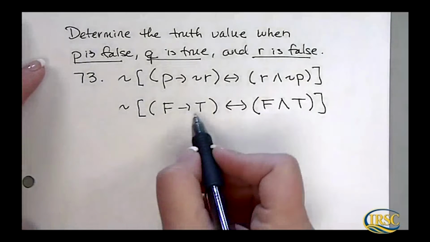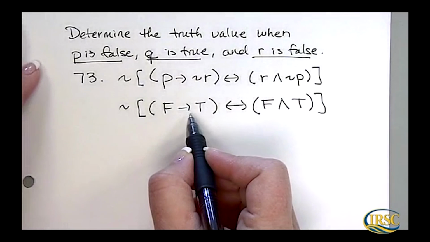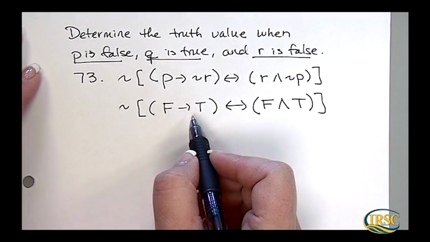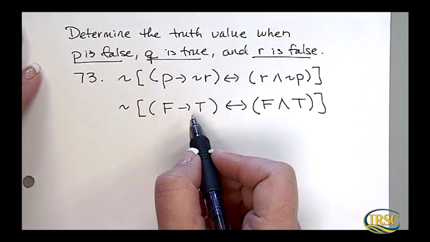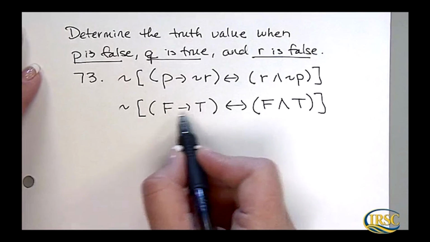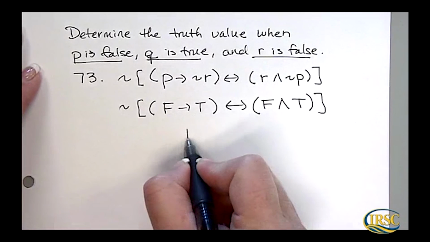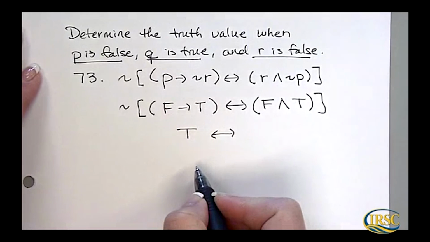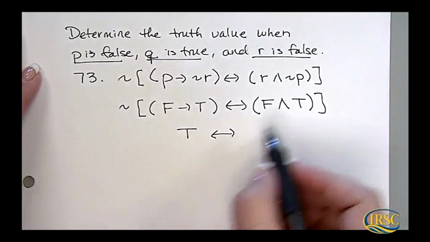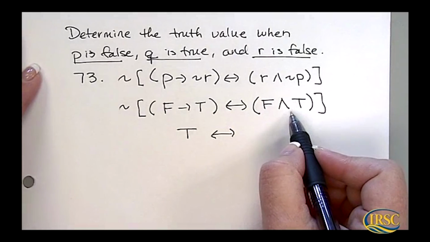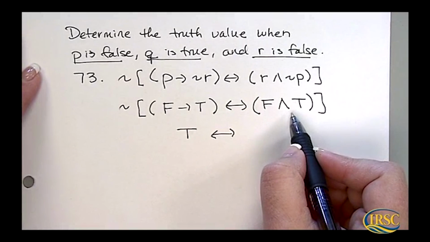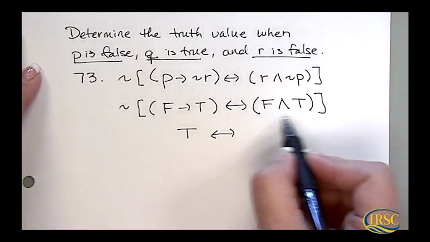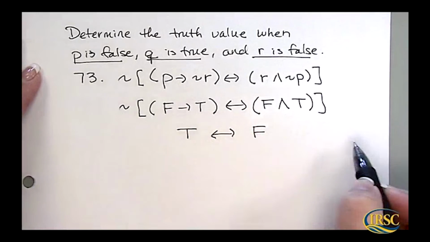Starting in one of the innermost parentheses, the only time an if-then statement is false is when it is if true, then false. This is not that pattern, therefore this whole parentheses is true. An and statement is only true when they're both true. These are not both true, so this and statement is false.